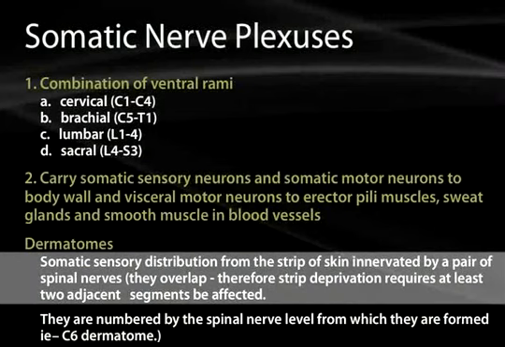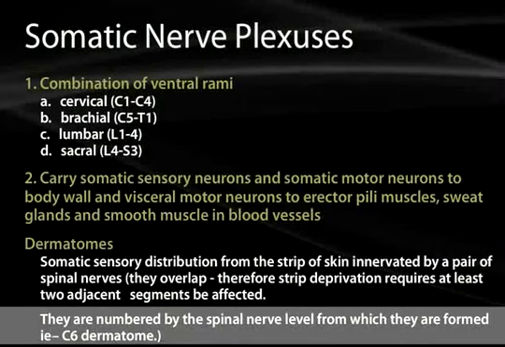So the dermatome, by definition, is a somatic sensory distribution from a strip, let me repeat that, from a strip of skin innervated by a pair of spinal nerves. There's enough overlap from one to the other with redundancy from each strip that you actually have to have two adjacent segments being affected before you'll have a sensory deprivation along that strip of skin. They're all numbered, so they have spinal cord segments associated with each one.